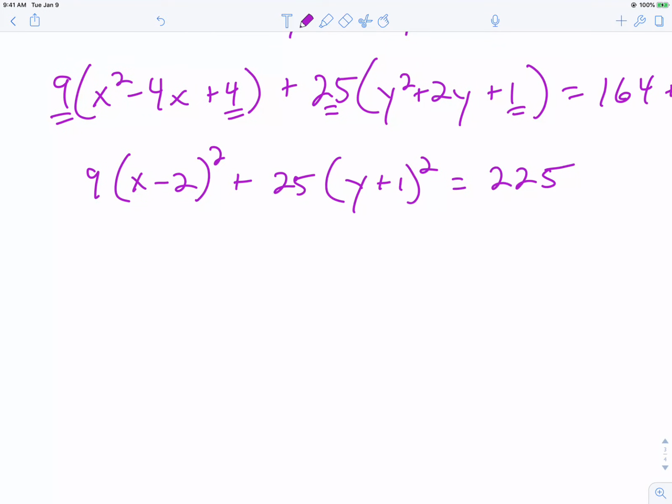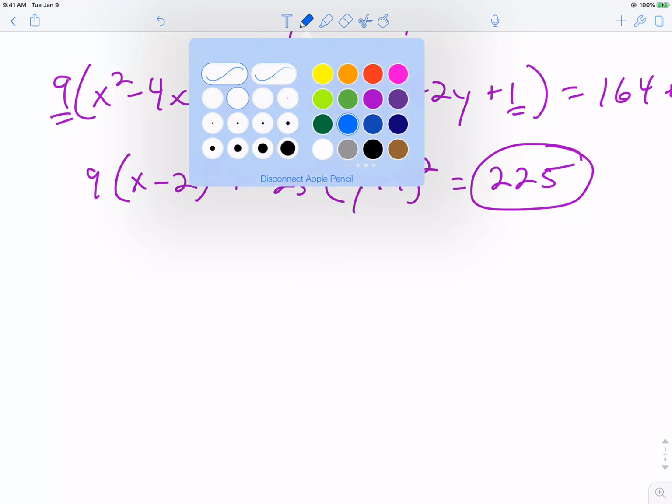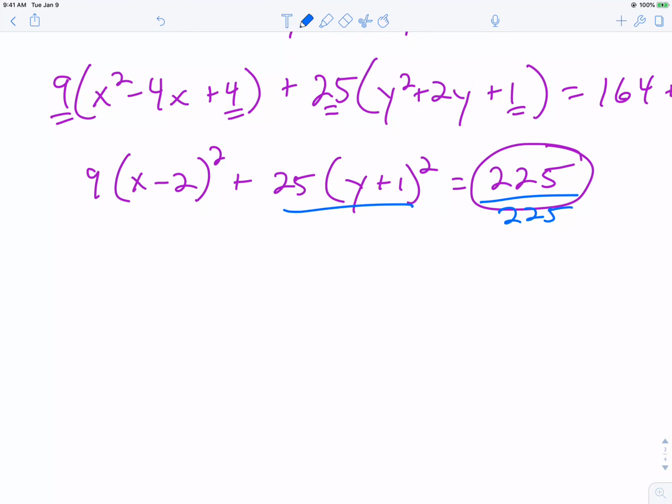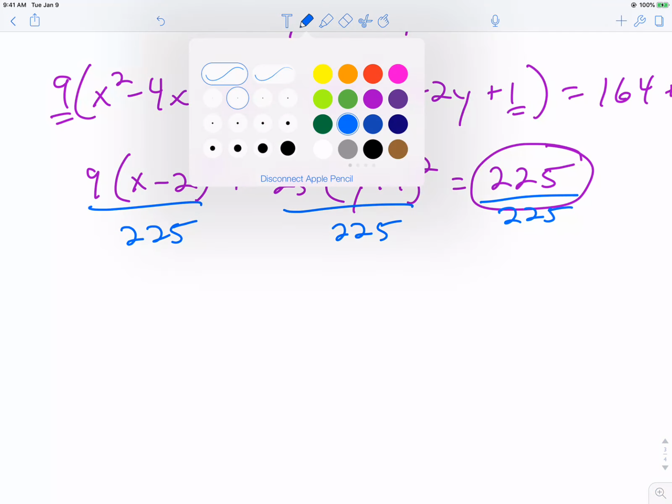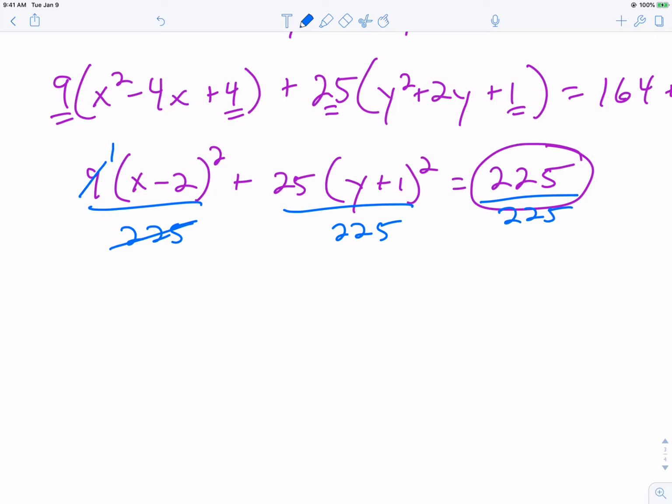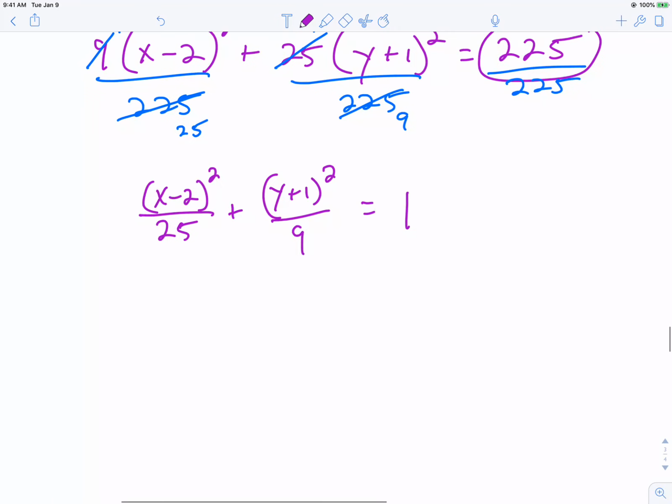So we're getting closer. We need this side to be 1, right? So I can divide everything by 225. So this should reduce. 9 goes into 225 some number of times. I'm going to need the calculator for this one. 225 divided by 9 is 25. And then 25 goes into 225 9 times. So when I rewrite, I've got x minus 2 squared over 25 plus y plus 1 squared over 9 equals 1. That is in my ellipse form.